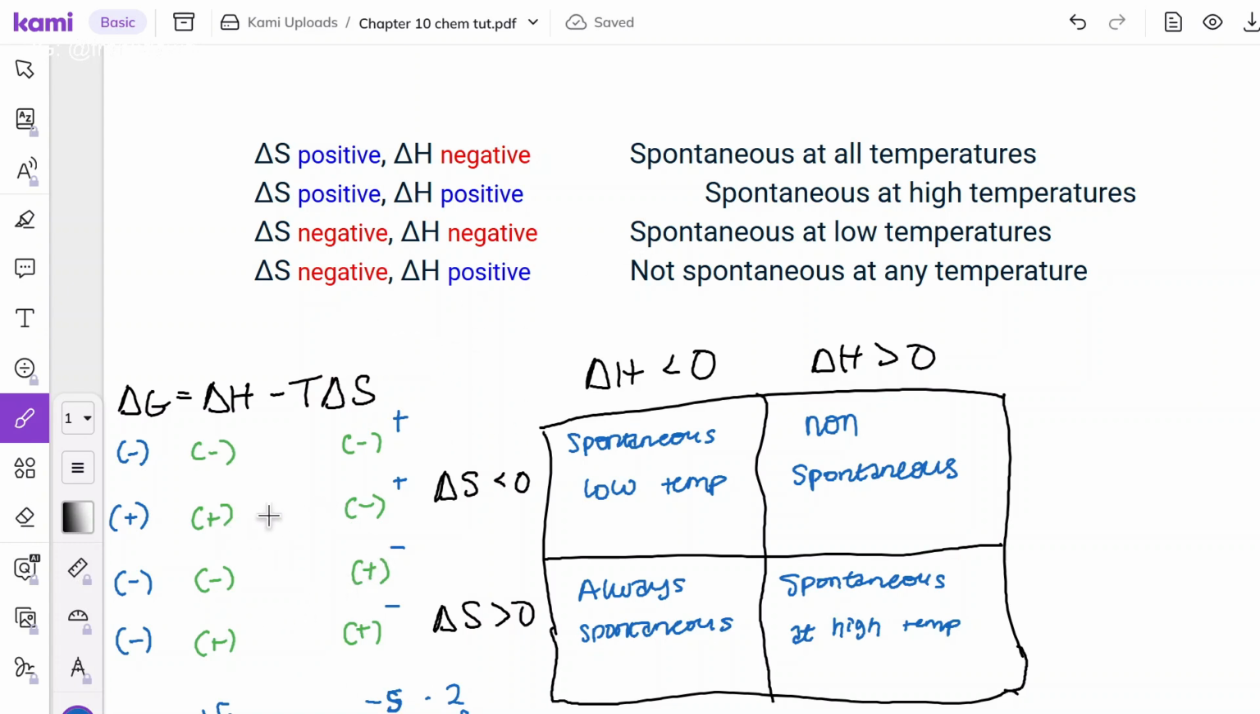And if asked on a test, you can derive this on your own. If you do it mathematically, you write it out mathematically. Or you can just look at this table and memorize that the side that's always spontaneous and the side that's non-spontaneous are diagonal to each other, and then low to high. If you write it like this.